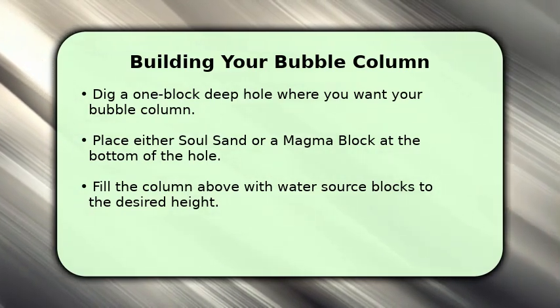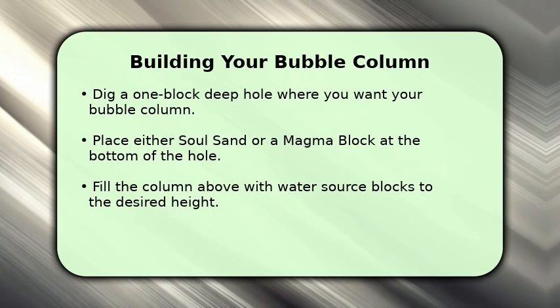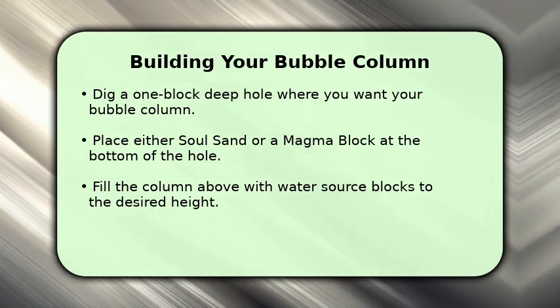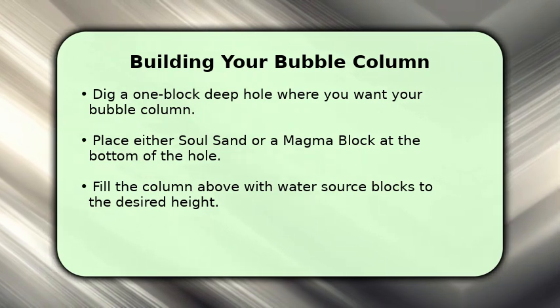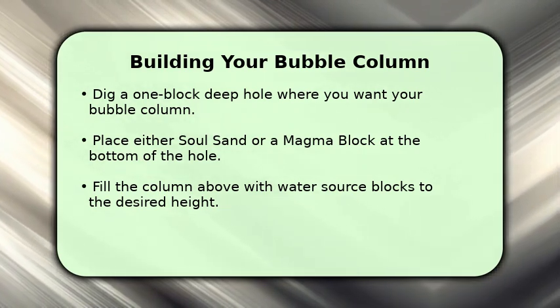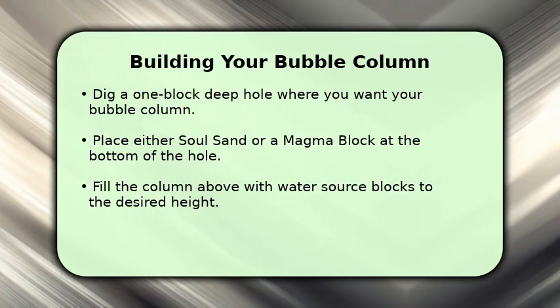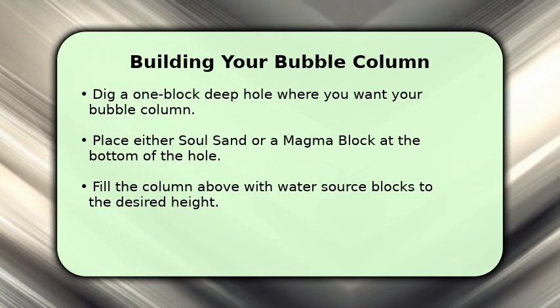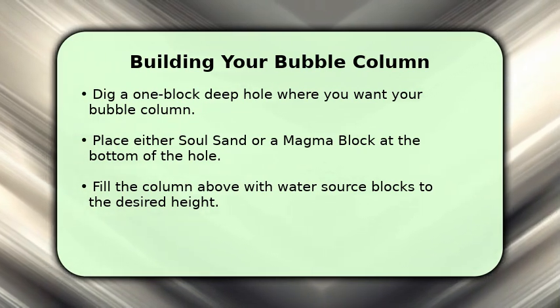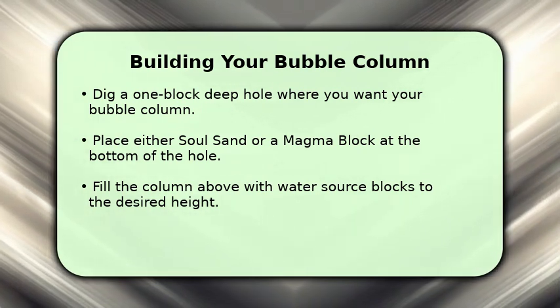Building a bubble column is straightforward. First, dig a 1-block deep hole in the desired location. Then, place your chosen block, either soul sand for an upward push or a magma block for a downward pull, at the very bottom. Next, fill the entire column above this block with water source blocks. Make sure every block in the column is a water source block to ensure a continuous and powerful bubble stream.